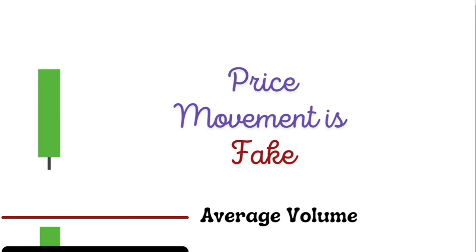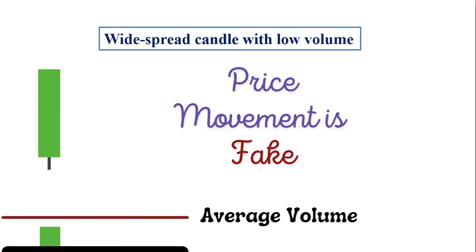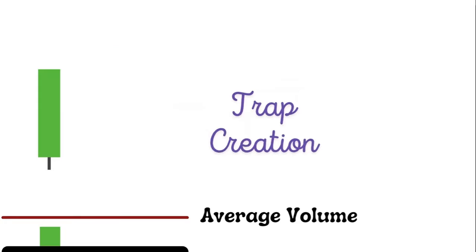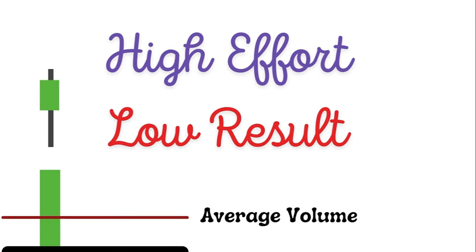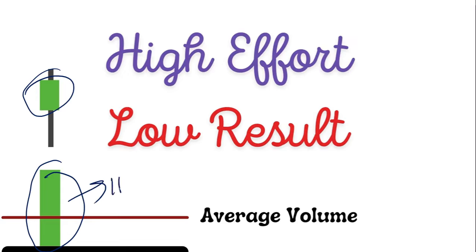Price has moved up but without sufficient participation, meaning the move may not sustain, isn't it? Widespread candle with low volume. That's what it says. The trap is created, isn't it? What about the next one? High volume but little price movement. This is high volume. This is little price movement. Huge effort, but no meaningful result.